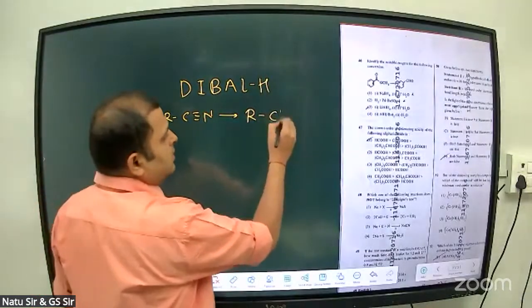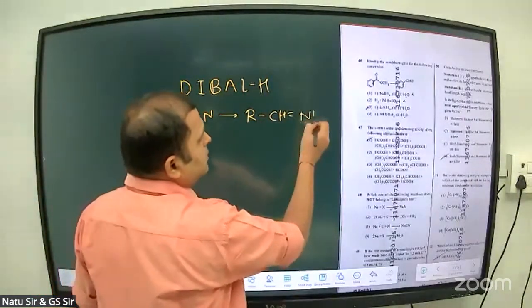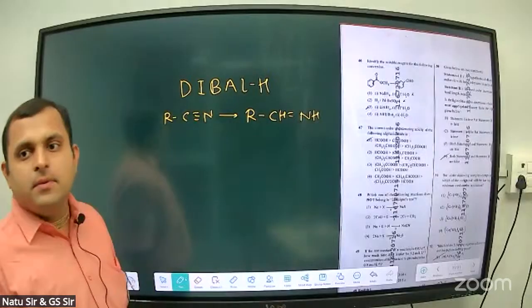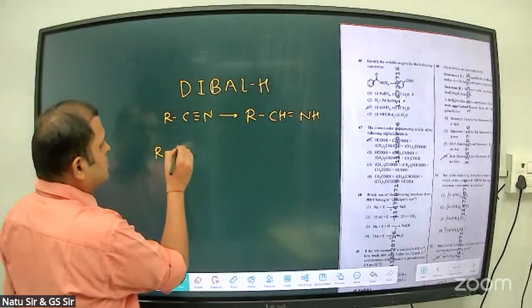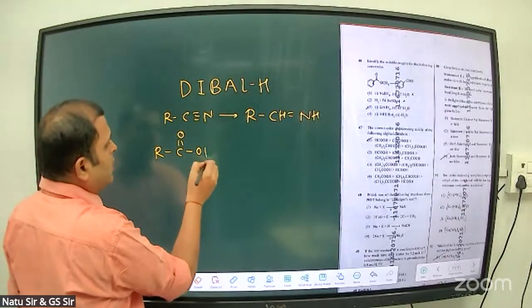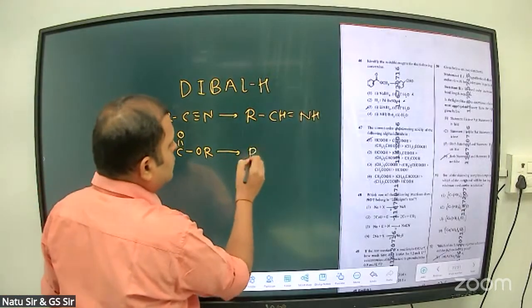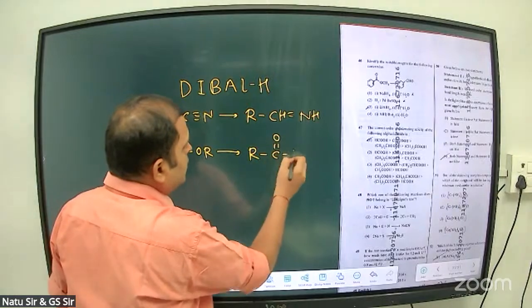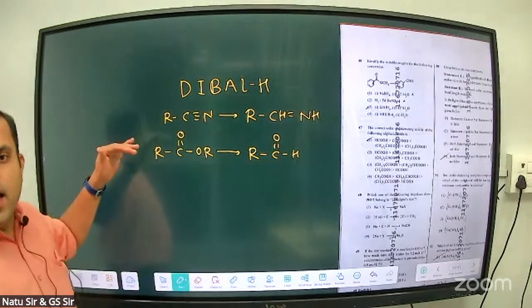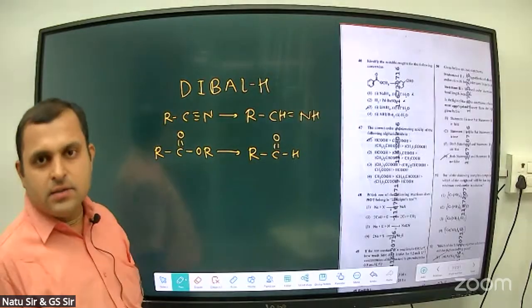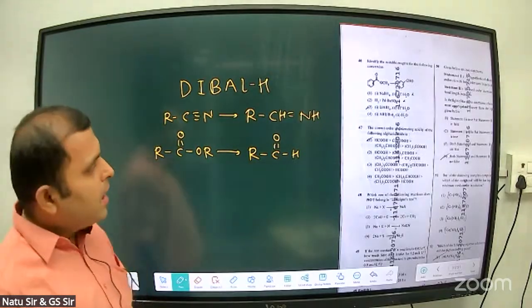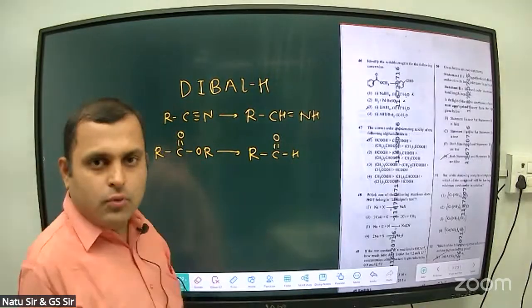R double bond N, so it is used to convert nitrile into imine. And the second is R C double bond O R into R C double bond OH. That means an ester is converted into an aldehyde by this reagent. I have put here hydride. So which option? Option 4.